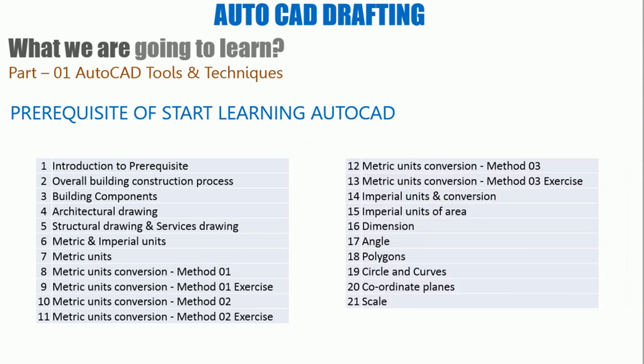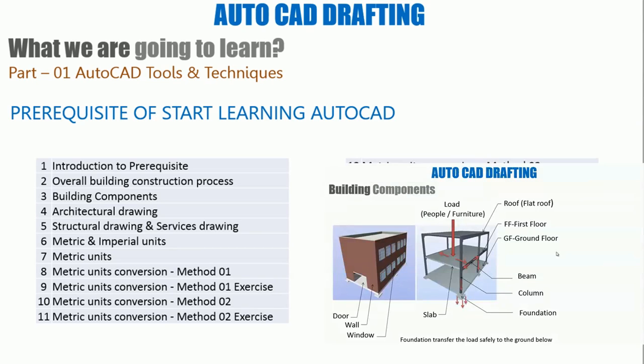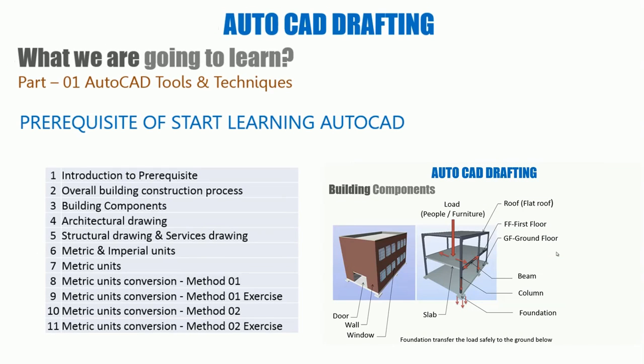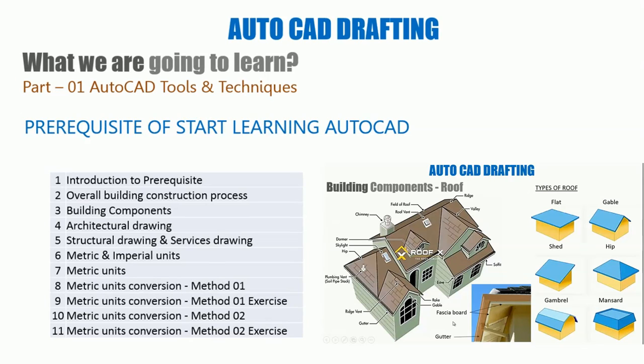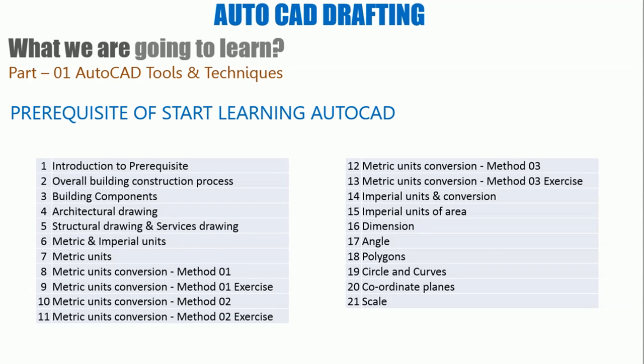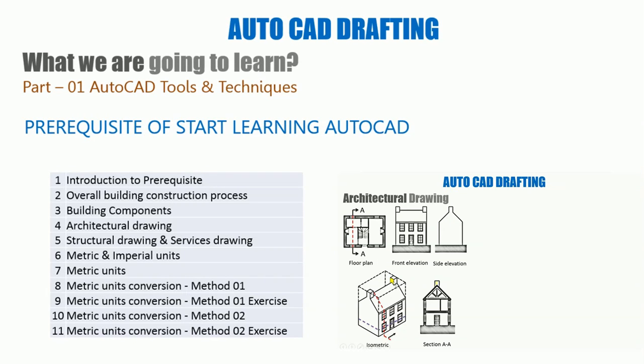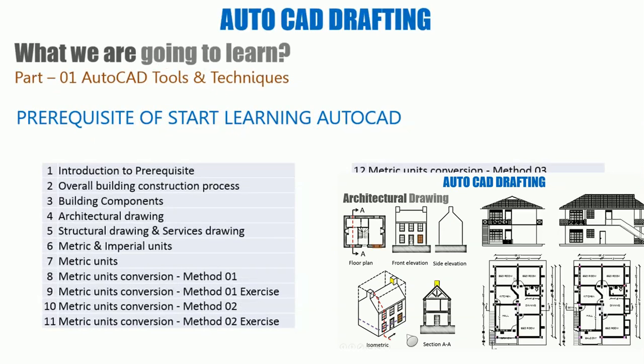Section 3, building components. The foundation is not bearing the load; the foundation is transferring the load to the subsoil safely. And this is the gutter and the downpipe. Section 4, architectural drawing. For further understanding, here you can find the yellow colored painted area, that is this. So these are the floor plans and some elevations.